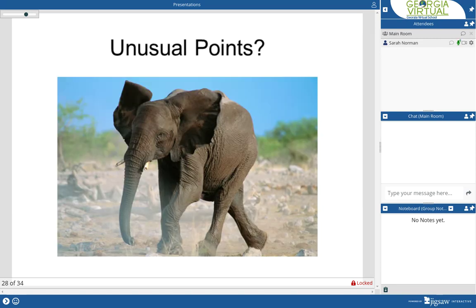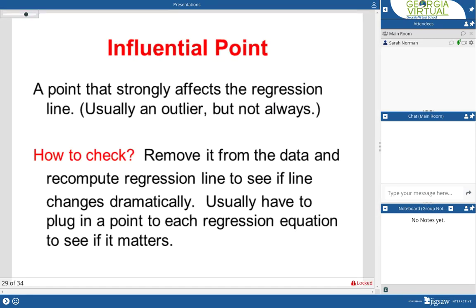And then we always have to consider some unusual points, which of course are the outliers. A point that strongly affects the regression line is usually an outlier, not always. It could be just an influential point that is kind of way off from the other points, but maybe not technically considered an outlier mathematically. So how to check, you'll remove it from the data and recompute the regression line to see if the line changes dramatically.